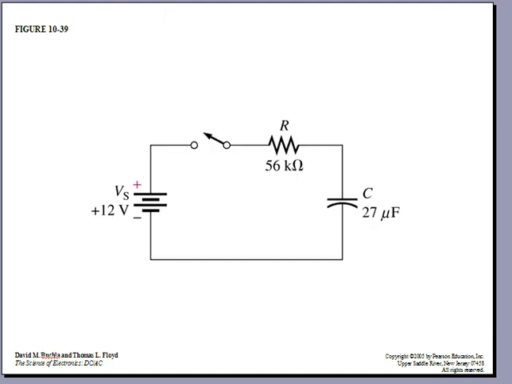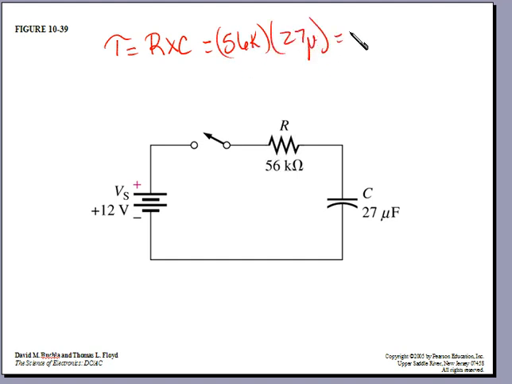Here's another one here. This is a charging capacitor because I have a voltage source. My time constant is R times C, so it's going to be 56 kilo ohms times 27 microfarads. So 56 EE3 times 27 EE negative 6 is 1.51 seconds. It doesn't seem right.